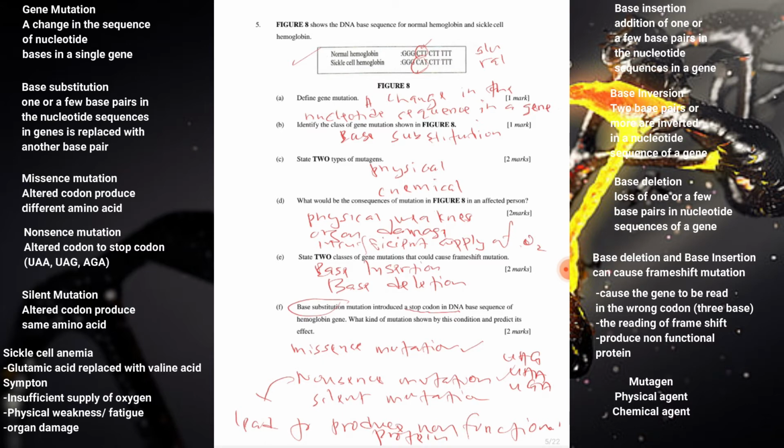Okay, in this question, the base substitution mutation introduces a stop codon: UAA, UAG, UGA. We call this nonsense mutation. What kind of mutation? The answer is nonsense mutation. What is the effect? It will produce non-functional protein. In this question, non-functional protein of hemoglobin. So once non-functional hemoglobin protein is produced, the hemoglobin will not function properly or not at all.